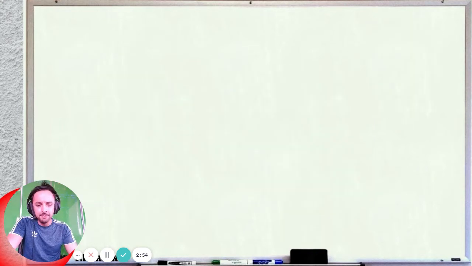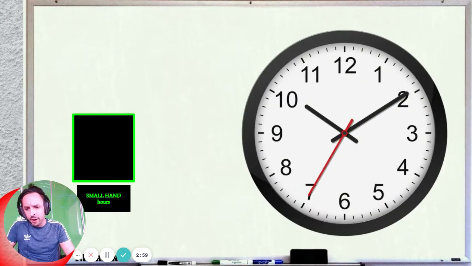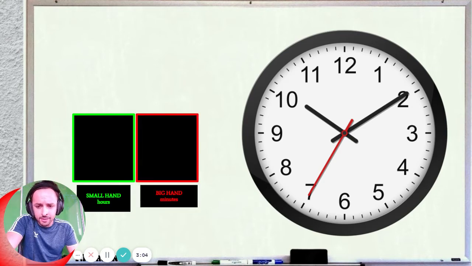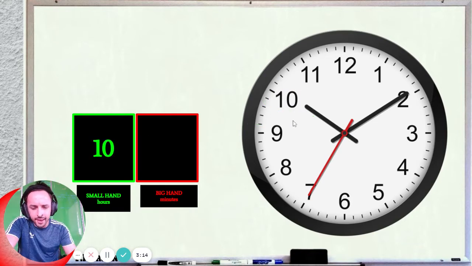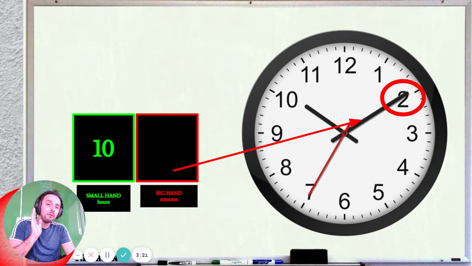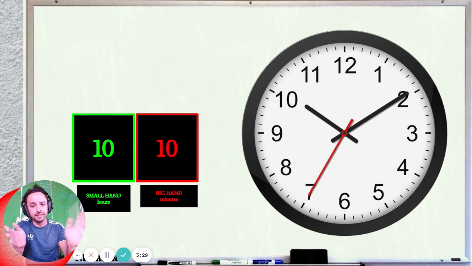Let's do this clock again. You know what to do. First we look for the small hand to tell us the hours, and then we get the minutes from the big hand. Here's the small hand. The small hand tells us the hour. We look at the number on the clock, so the hour is 10. Now it's time for the minutes. We look at the big hand. It's looking at 2. But with the minutes, we need to times by 5. 2 times 5 is 10. So the time is 10:10.